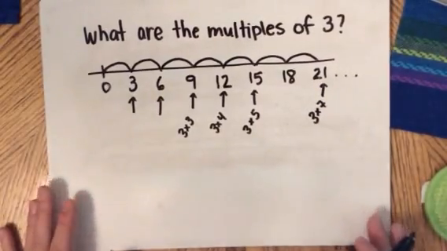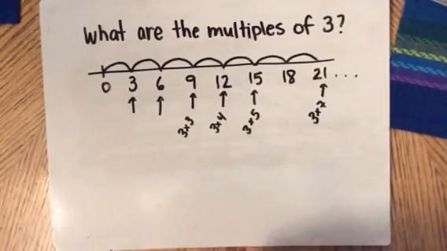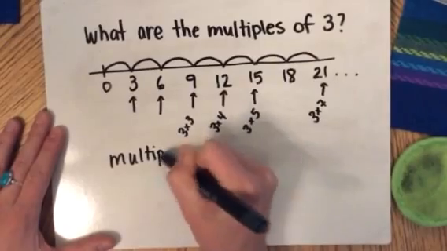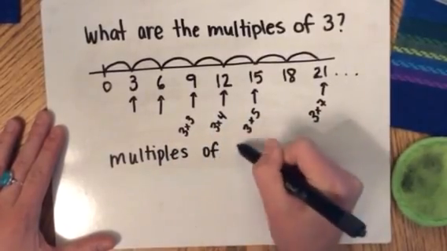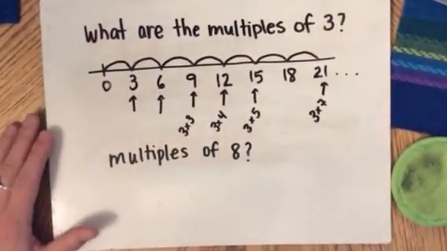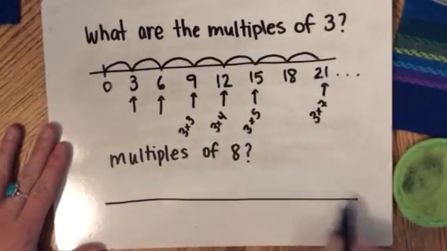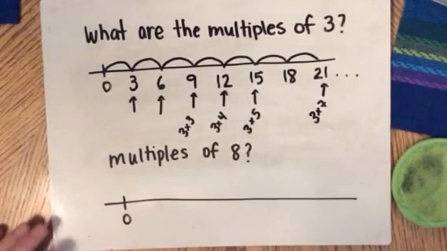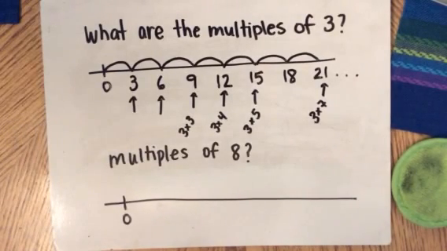So I'm going to give you one that I want you to try. I want you to find the multiples of 8. I want you to draw a number line, starting at 0, and I want you to find me multiples of 8. I'm going to give you a moment to do that. You can also pause the video if you need a second more. But I'm going to start so you can check your work.